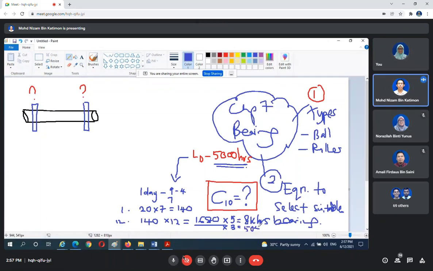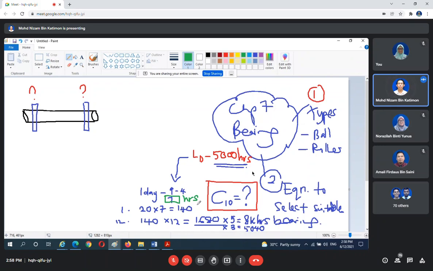Okay, 5,040. That means you are setting what we mean by desired life. As usual, you set 5,000 hours. So you estimate that this bearing is running, if you operate about 7 hours a day, it will last up to roughly 3 years.